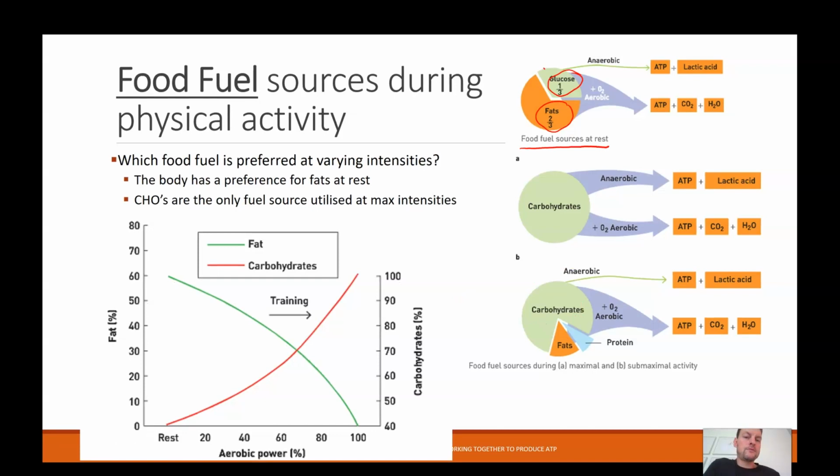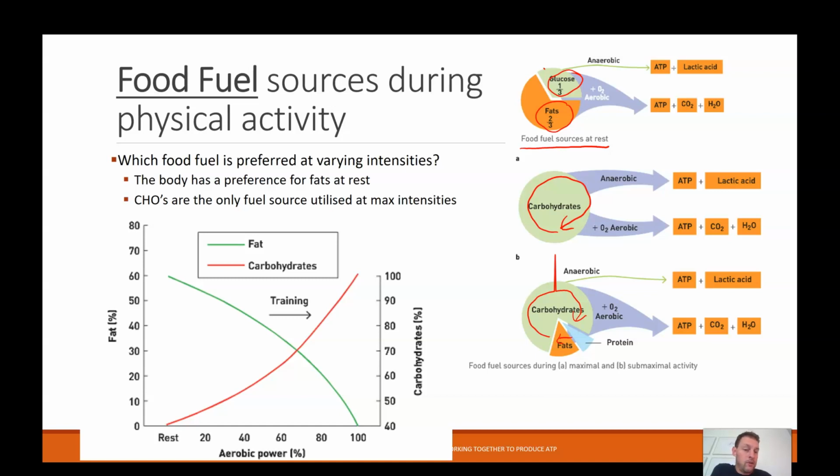Okay, so as we go from rest and we increase our intensity, we're going to see down here, our carbohydrate is going to start to increase its contribution, whereas our fats will start to decrease its contribution. So the higher intensity we go, carbohydrates start to increase the contribution to energy production and the resynthesis of ATP, and fats will start to decrease. We can see once we get up to our maximum intensity, carbohydrates pretty much are the only food fuel that will provide energy to resynthesize our ATP.